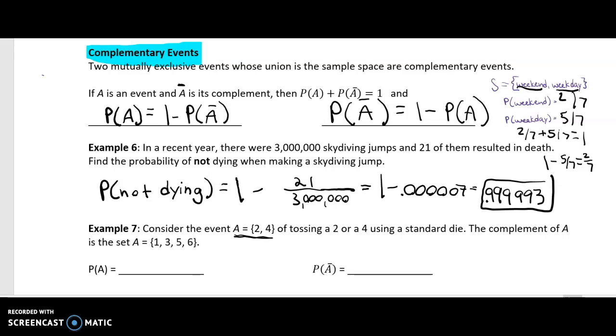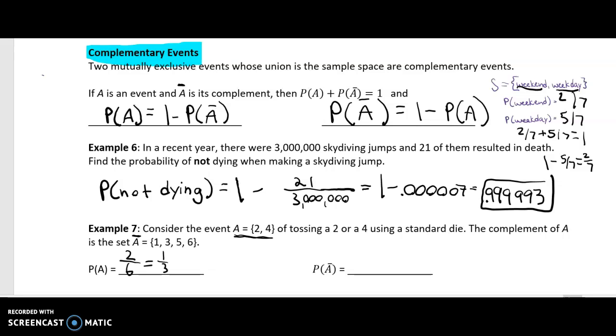Last complementary events example, we're going to consider the event A of numbers 2 and 4, tossing a 2 or 4 on a standard die. So a die is a cube. On each side of it, it has one of the numbers 1 through 6. The complement of A is the set A complement, with a line over it, of 1, 3, 5, and 6. So the probability of A would be 2 out of 6, or 1/3, because there are 2 events, 2 and 4, that we're looking for, out of 6 total events.